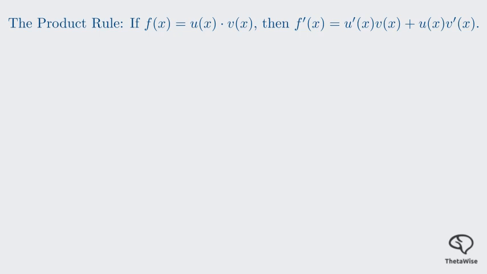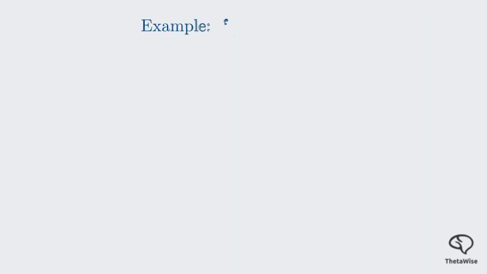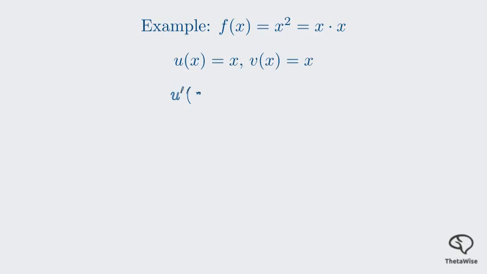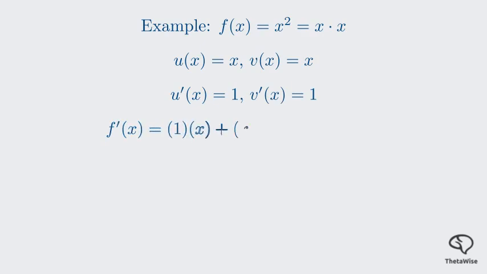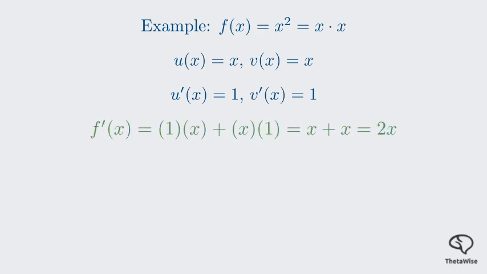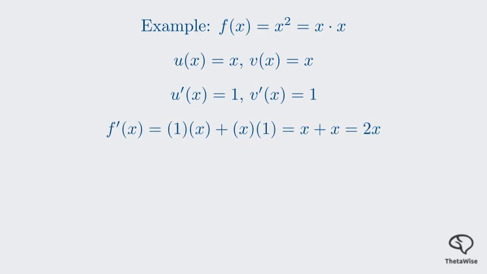Let's apply this to our example. f of x equals x squared. We have u equals x and v equals x, so u prime is 1, and v prime is 1. Using the product rule, f prime of x equals 1 times x plus x times 1, which is x plus x, or 2x. This matches our known result. The product rule works. Let's try a more complex example.